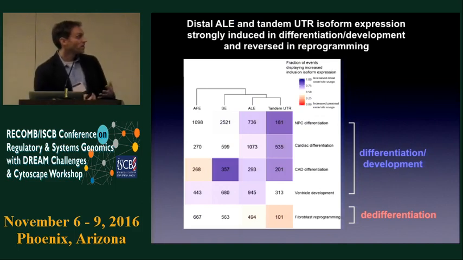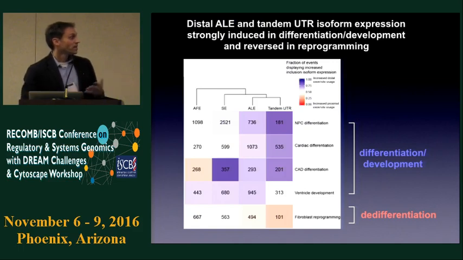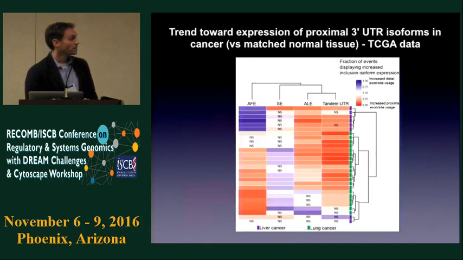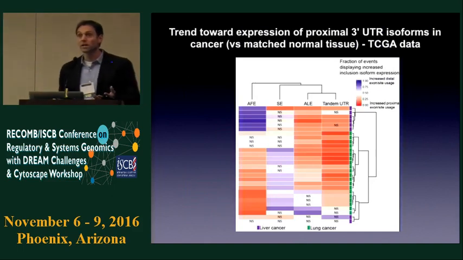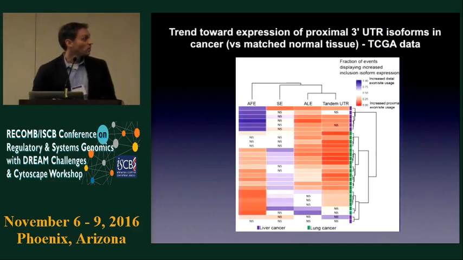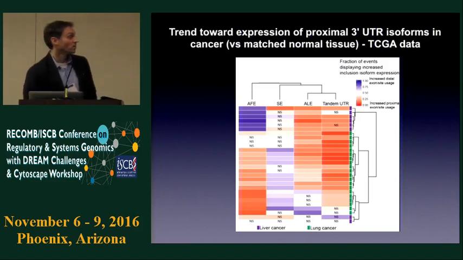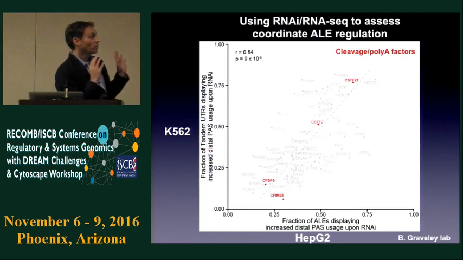You can see that it's usually both tandem UTRs and ALEs that shift in the same direction. So this says that there appear to be systems in place in various developmental contexts that shift these isoforms one way or the other. This has been shown before for tandem UTRs, but we saw it to a similar extent for the ALEs. And then in cancer, where you often get a de-differentiated state, using some data from TCGA for liver cancer and lung cancer, we see that most cancers shift in this red direction, which is toward increased proximal tandem UTR, so that would be 3' UTR shortening here, or proximal ALE expression, away from the distal isoform.